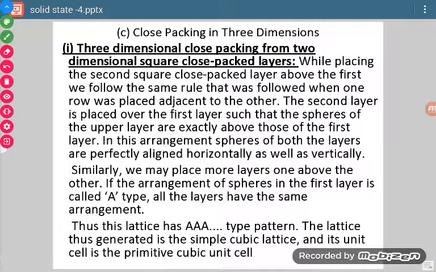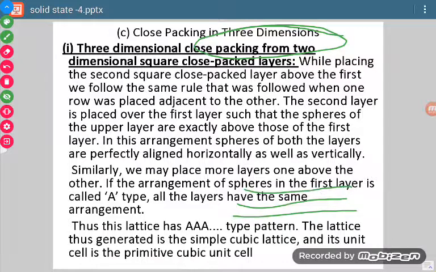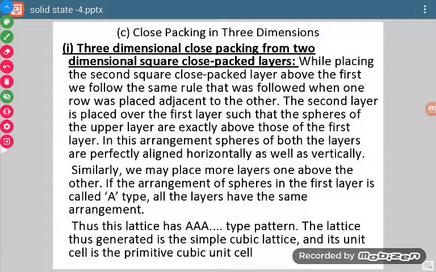Now let us come to 3 dimensions. In 3 dimensions there are 3 different ways. First of all, in 2 dimensions what we did, we took a row, we placed another row and another row. This combination of rows is called a layer. Now in 3 dimensions we have to take these layers and over one layer place another layer, then another layer. So now layers are to be placed.